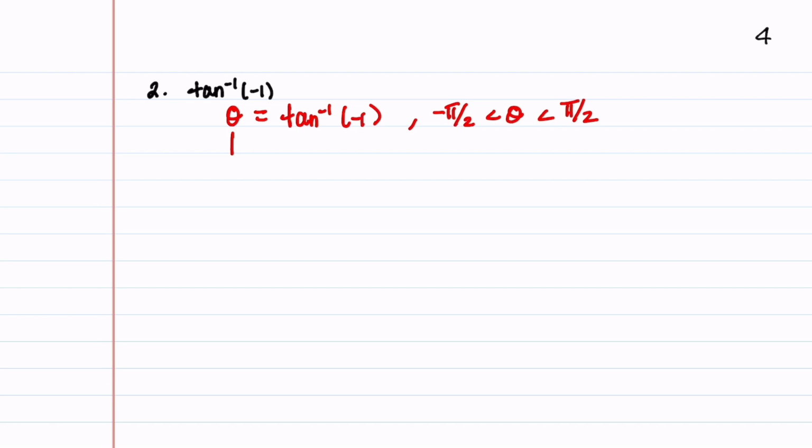So this means that tangent theta is equal to negative 1. Tangent is negative, so it's going to be in the fourth quadrant, and that gives theta is equal to minus pi over 4. So our inverse tan of negative 1 is equal to minus pi over 4.